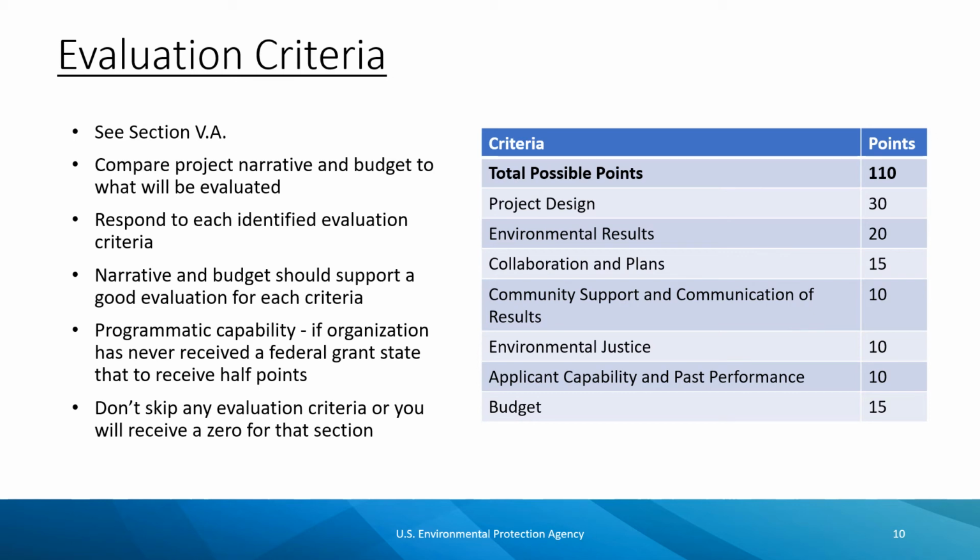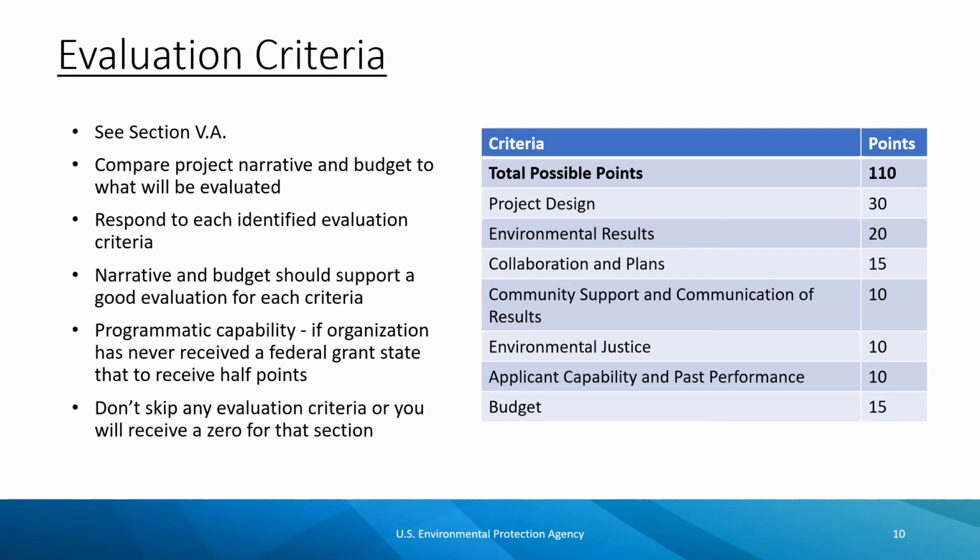For the programmatic capability evaluation criteria in Section 5A-6A, if you've never received a federal grant of the same size and scope, list any federal grant you've received. If you have never received a federal grant, you will receive at least half points for this section if you provide an answer stating that you've never had a grant.